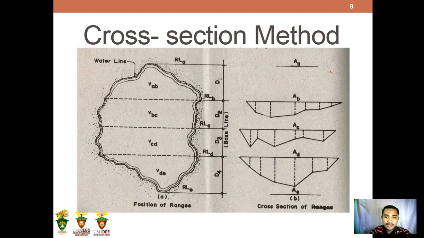So the concept of the cross section method is the same as what we discussed in the previous lecture in topic 6 about stream gauging or the measurement of the velocity of the stream. So in the cross section method, we also need to get the area of the cross sections.